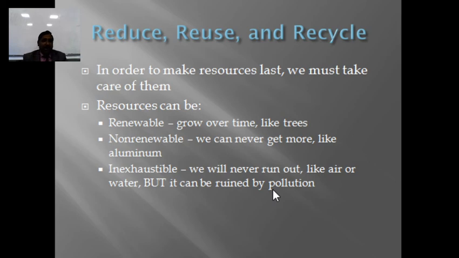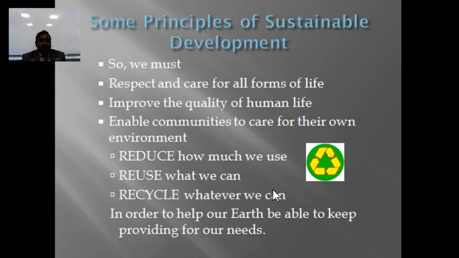So, keeping this in mind about renewable, non-renewable and inexhaustible resources, we need to keep in mind some principles of sustainable development. We must respect and care for all forms of life, improve the quality of human life, enable communities to care for their own environment, reduce how much we use, reuse what we can, recycle whatever we can, in order to help our earth keep providing for our needs.